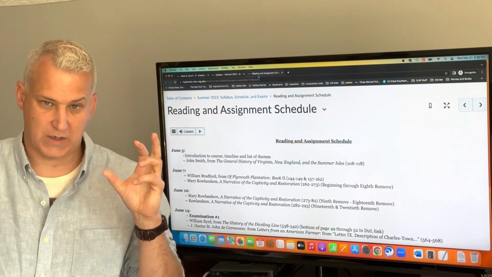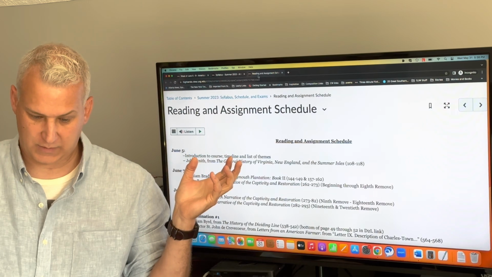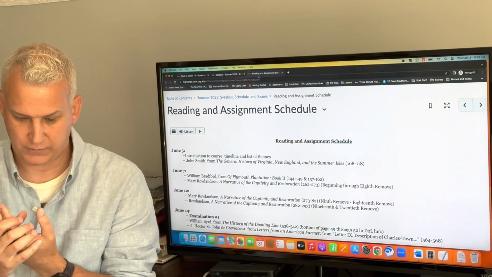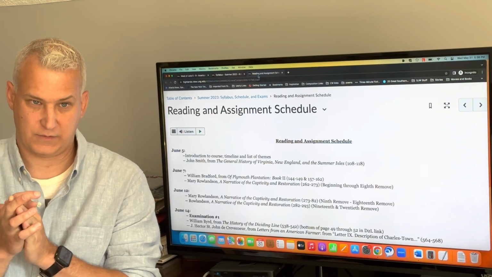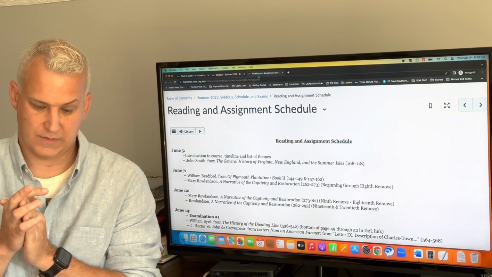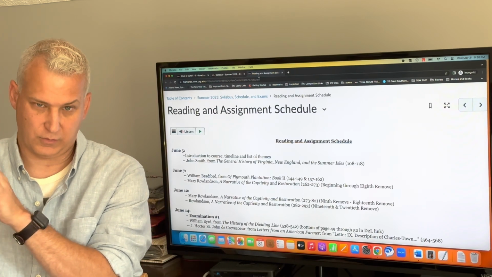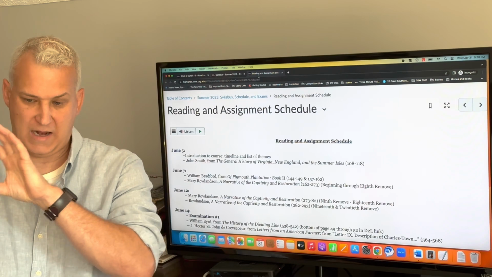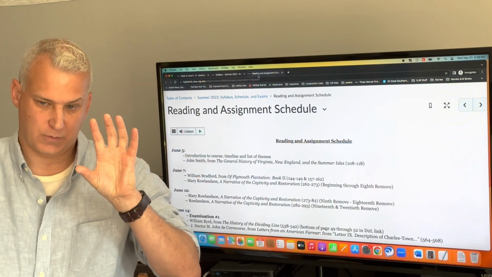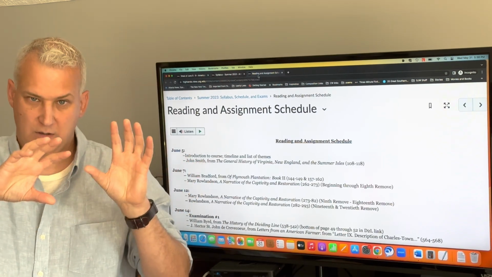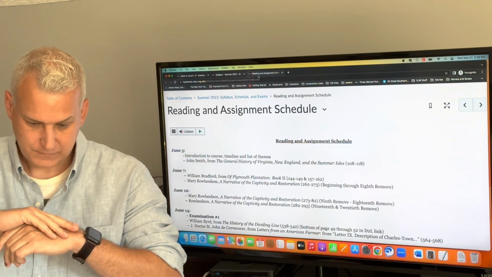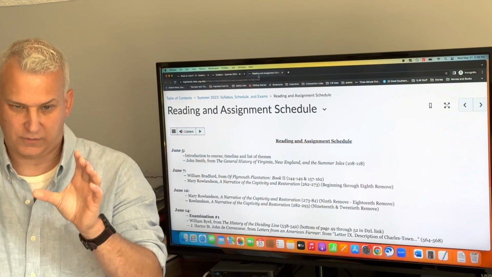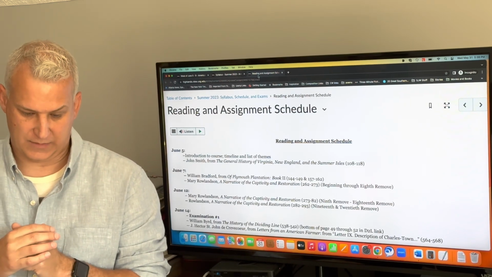And then we will spend what would be 3 normal semester class days reading Mary Rowlandson's narrative of the captivity and restoration of Mary Rowlandson. Mary Rowlandson lived on the frontier of Massachusetts in the late 1600s. She was captured during King Philip's War, which is the last major war between the settlers and the Native Americans in New England. She was held prisoner for 10 weeks from February, March, April, in that 3-month period.